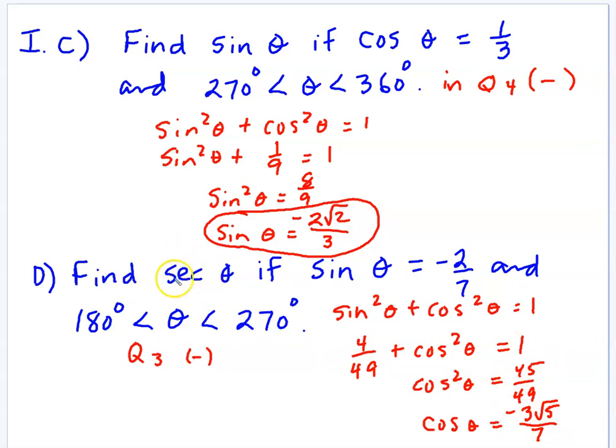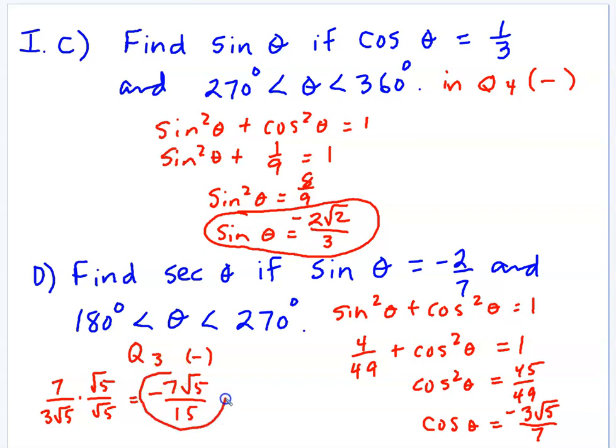But again, we don't want cosine, we want secant, so we just flip this over and rationalize. Or you could flip this, you don't have to flip over the radical form, you can do either way. Either way, you're going to be rationalizing. Okay, so to rationalize, you just multiply by the radical, top and bottom, 7 root 5, and then root 5 times itself is 5, and 5 times 3 is 15. And again, it's still negative since we're in quadrant 3. So that ends up being your answer for example 1D.